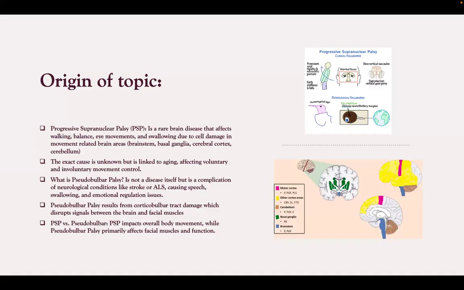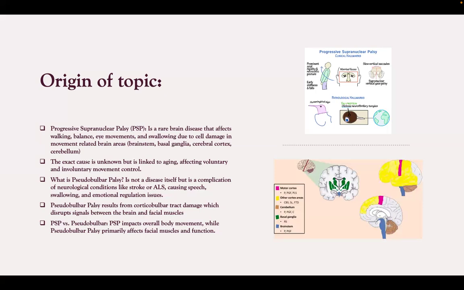Then we have pseudobulbar palsy. It is not a condition itself, but rather a complication of other neurological and cerebrovascular conditions. These are conditions that affect blood flow to the brain. They can include stroke, aneurysm, or brain bleed.